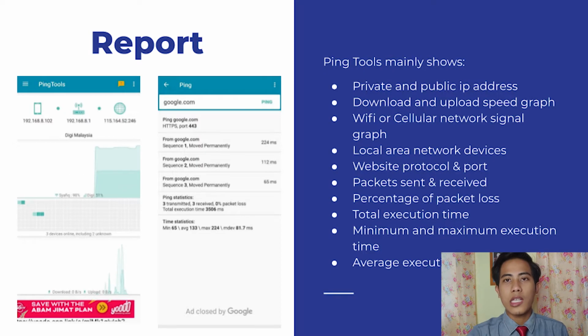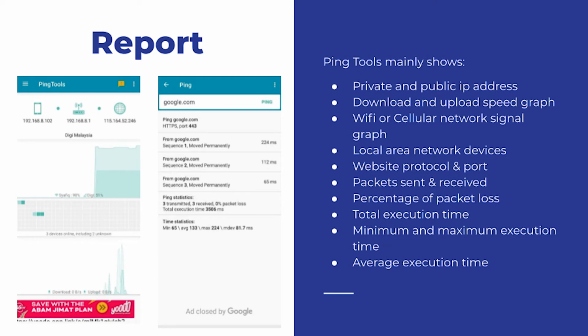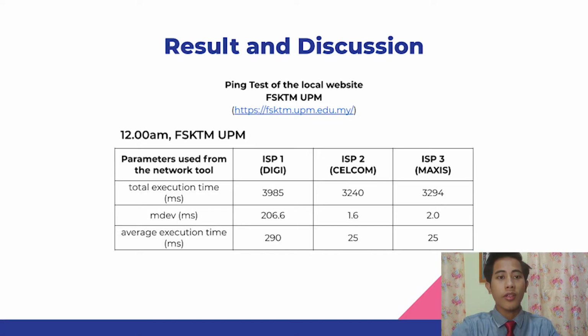This is the report of the PingTools. PingTools mainly shows the private and public IP address, download and upload speed graph, and also all this stuff here. So for the testing purpose, I just want to highlight the packets sent and received, percentage packet loss, total execution time, minimum and maximum execution time, and average execution time. This is the result and the discussion of the ping test that we have done of the local website FSKTM UPM.